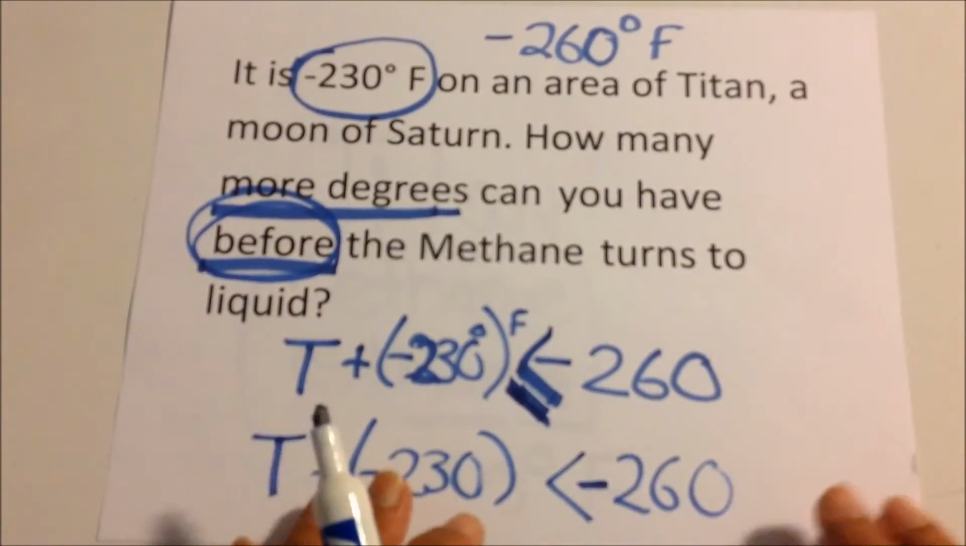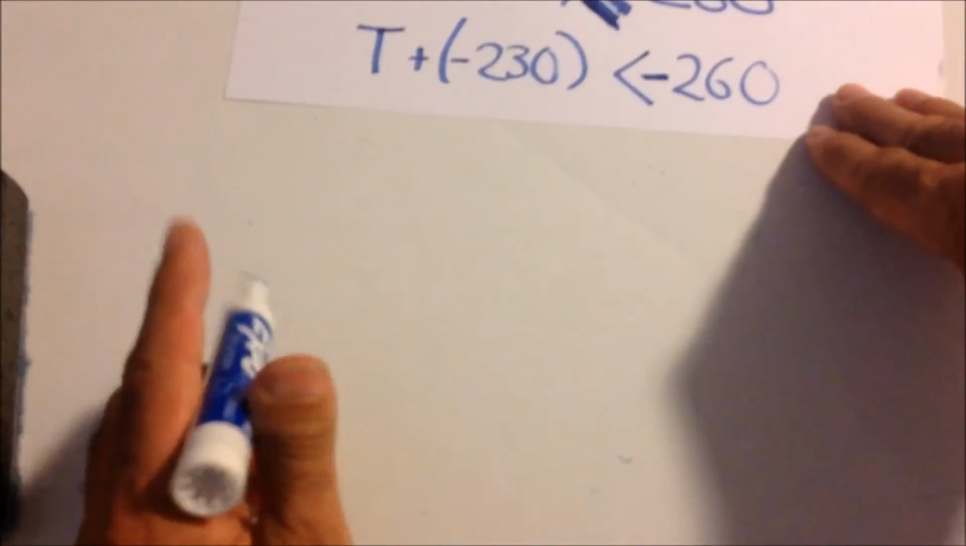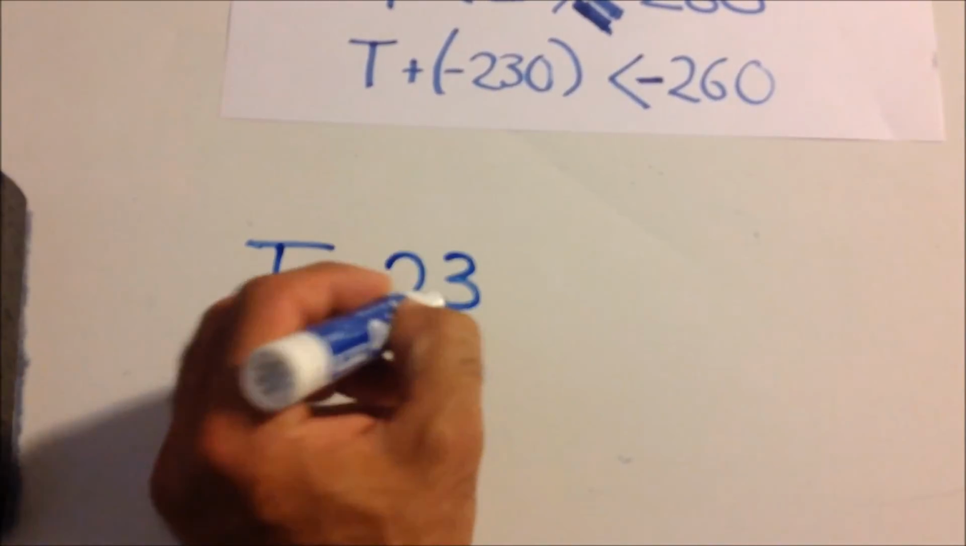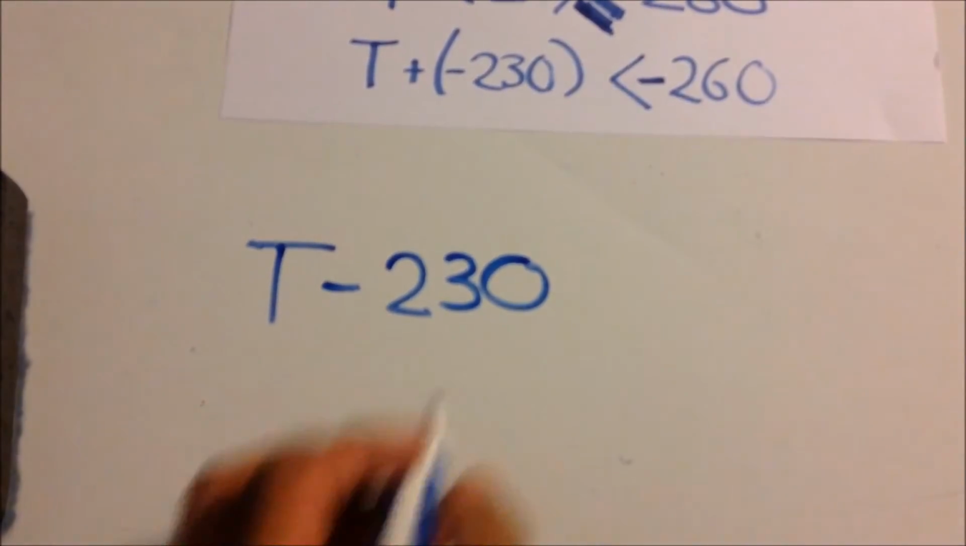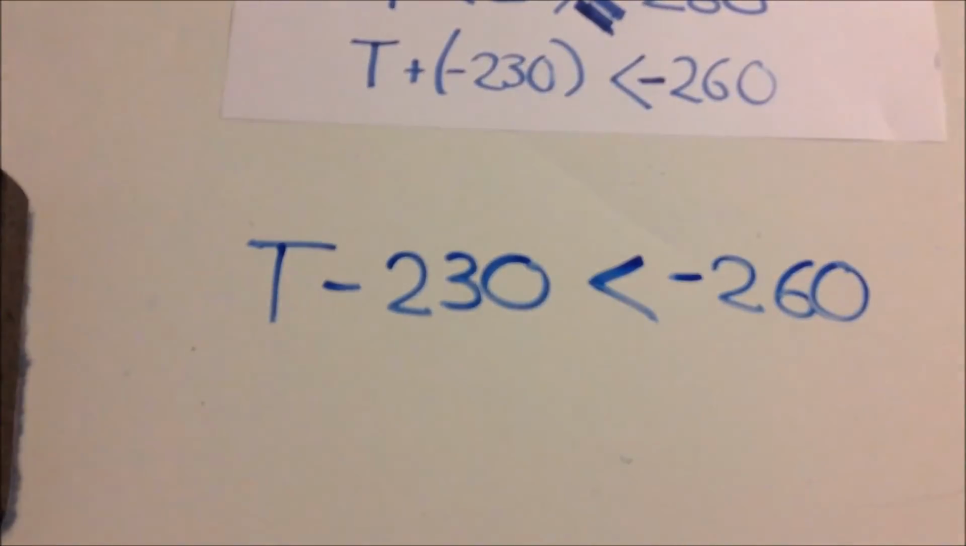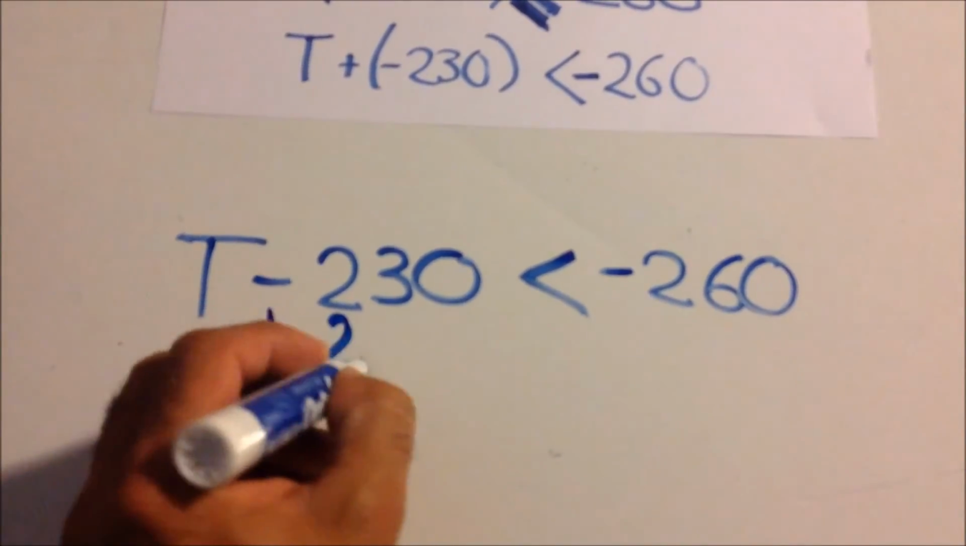So let's write this over now. Bring that up here. Erase this. So we're saying that at Titan, and by the way, you can just do minus 230. You don't have to do plus minus. We want it to be less than negative 260. Over. So again, we want to add 230 on both sides.